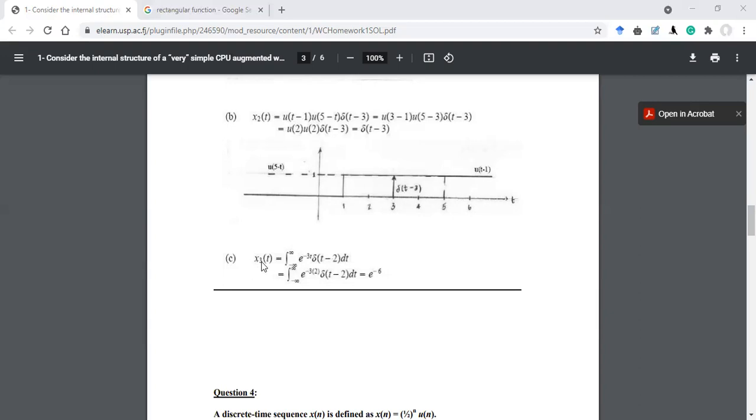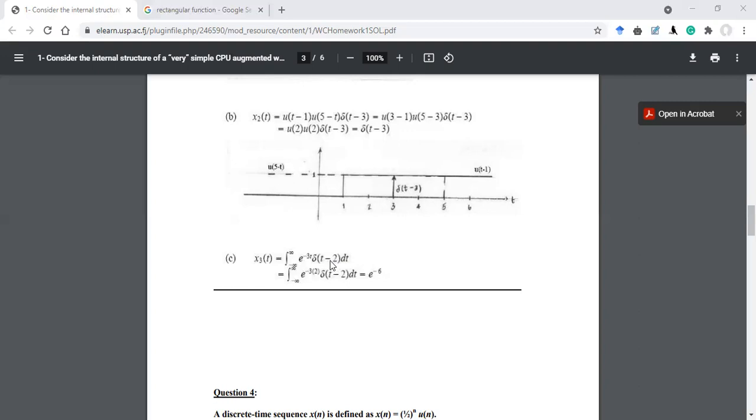X of 3 t is equal to the integral of e to the power of minus 3 t multiplied by delta of t minus 2, right? And it is integrated in terms of t, from negative infinity to positive infinity, okay? So now we know that this particular function over here is only going to have a value when t is equal to 2, while all the other values will be 0, just because of this delta function.